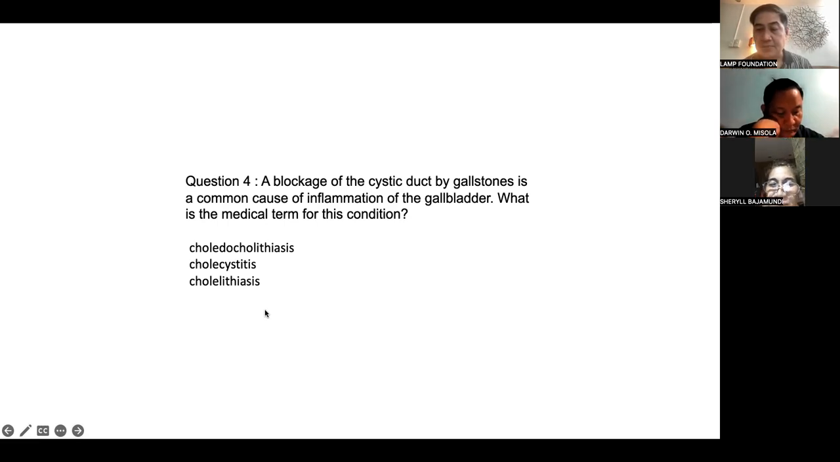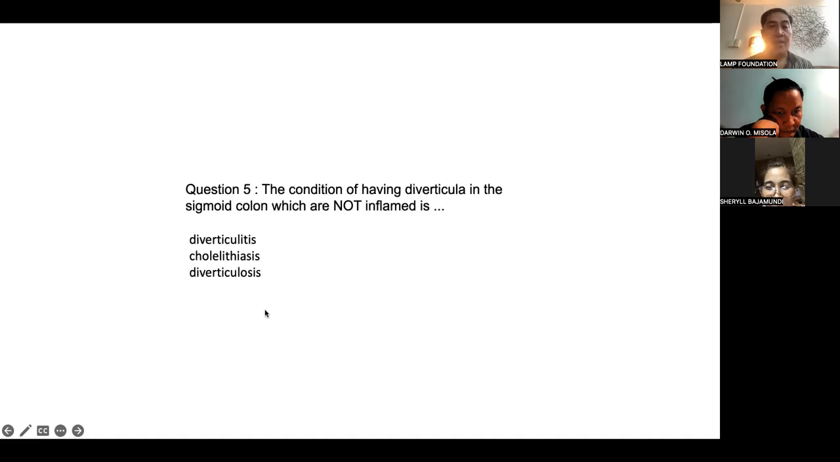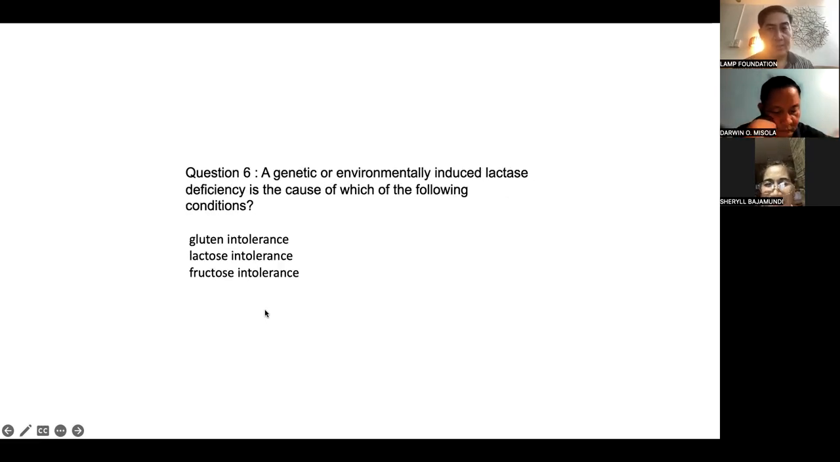Wait. Oh, so maybe it's just asking us for the inflammation of the gallbladder. Yes, because the condition is inflammation, so cholecystitis. The condition of having diverticula in the sigmoid colon, which are not inflamed, is diverticulosis. A genetic or environmentally induced lactase deficiency is the cause of which of the following conditions?